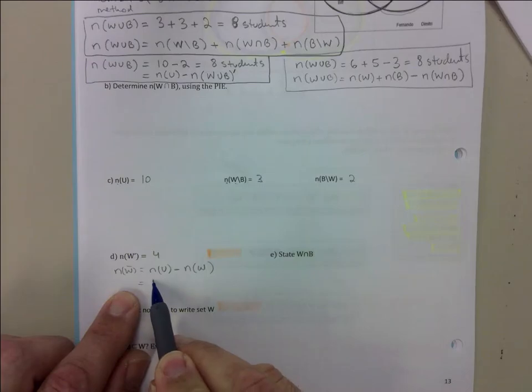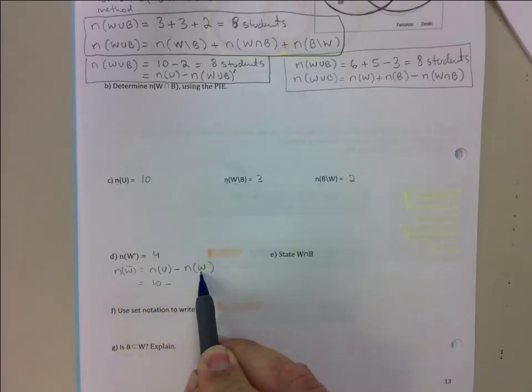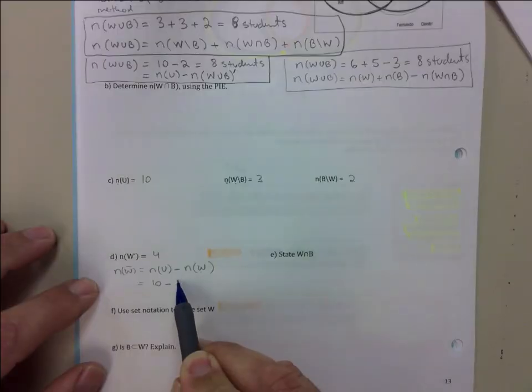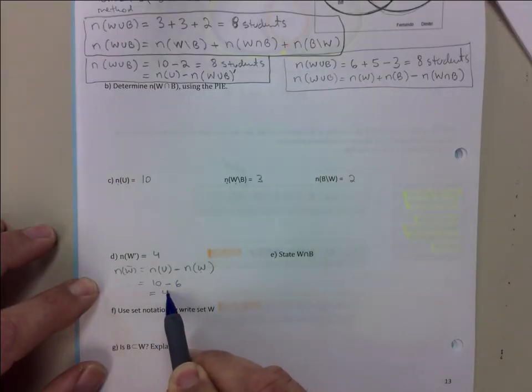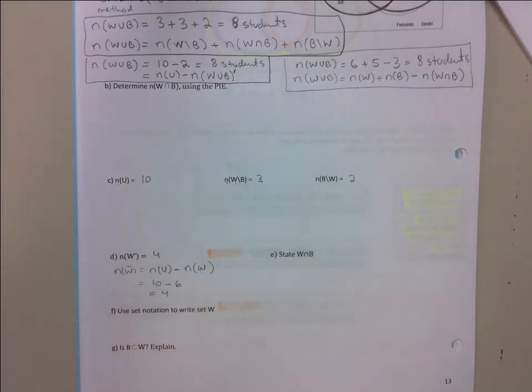What's my universal? 10, right? How many are in W right now? Like walking. We did that up on the diagram. How many are in there? 6. And so that's 4. And that's how we got our 4. This is not using a Venn diagram. This is just using the formulas, right?